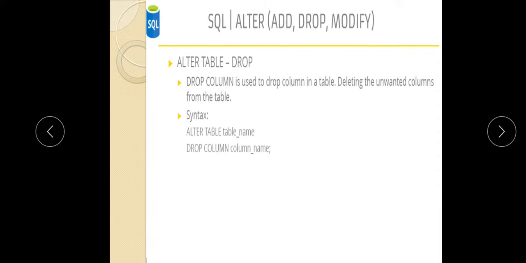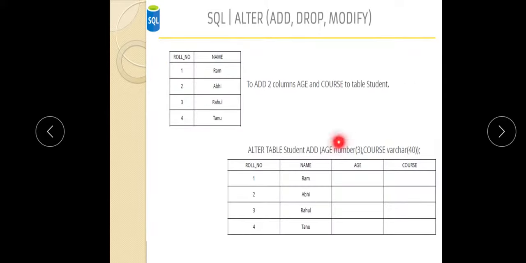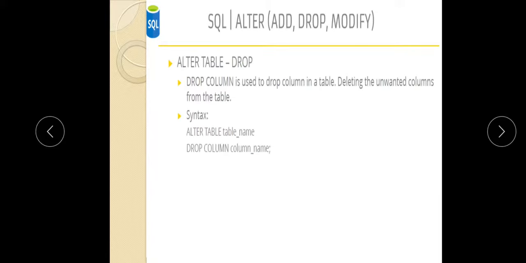Next we will drop 2 columns. What is the syntax? Alter table drop. Drop column is used to drop a column in a table. We have a command called drop column. Using the command drop column, we can remove columns in the table, deleting the unwanted columns from the table.